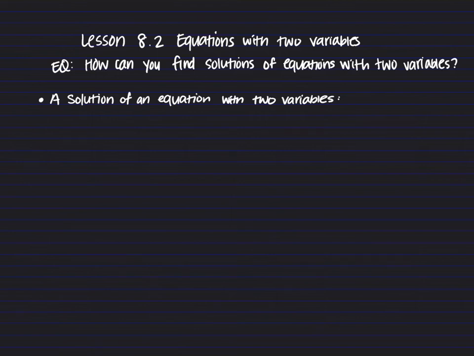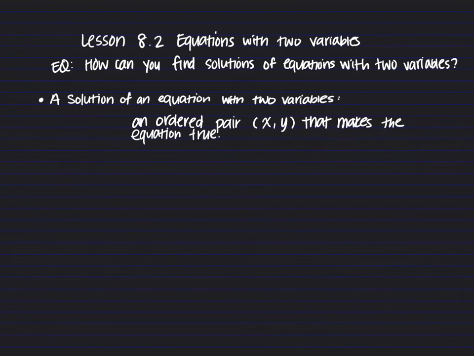I know this is kind of long, but we need to have this specific definition: a solution of an equation with two variables. Solution means something else when you only have one variable, but when we have two variables, it's going to be an ordered pair, usually represented as x comma y, and it has to make the equation a true statement. So you'll have two numbers that, when you plug them into that equation, make it a true equation.